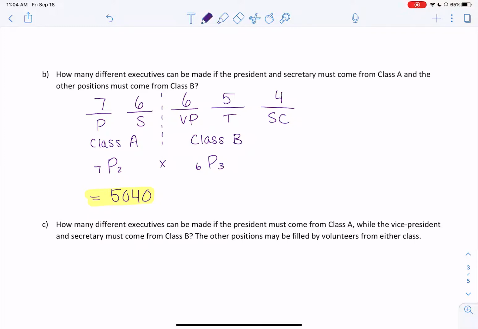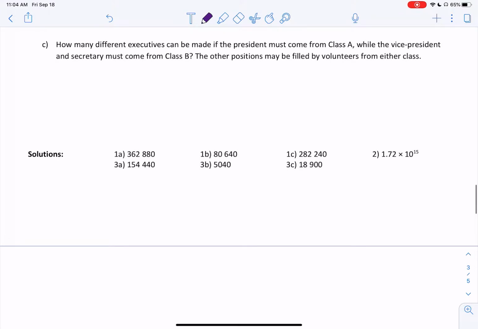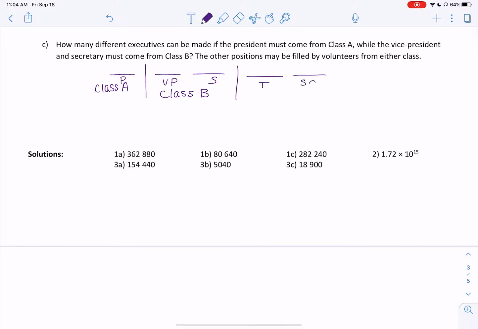All right, one last example. How many different executives can be made if the president must come from class A, while the vice president and secretary come from class B, and the other positions can be filled by anybody? So let's draw out our seats again. So we have our president's seat, and that must come from class A. Then we have our vice president and our secretary seats, which must come from class B. And then our last ones, it doesn't matter who they're filled by.